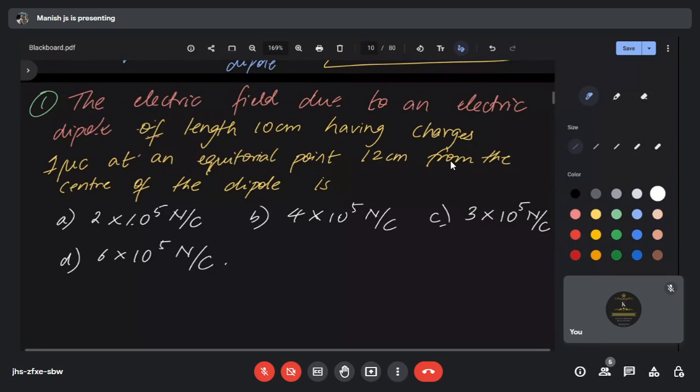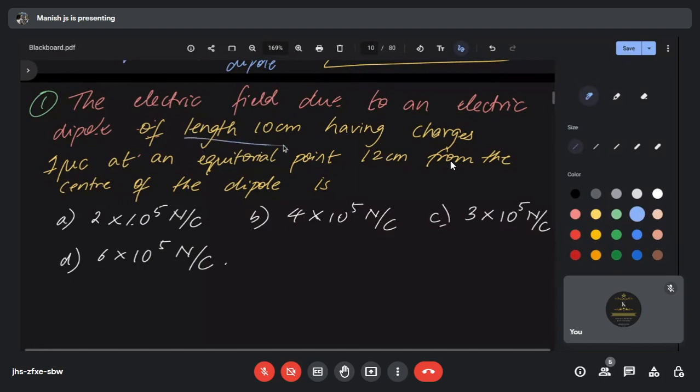So what have they given here? They have given you the length, they have given you the charges, and the equatorial point distance also they have given. So you will have to appropriately use the formula and get the relationships. Can you solve it? What is the answer you're getting? I hope you're trying it.